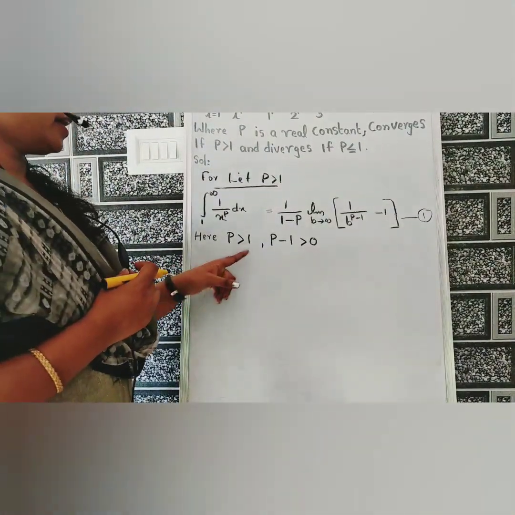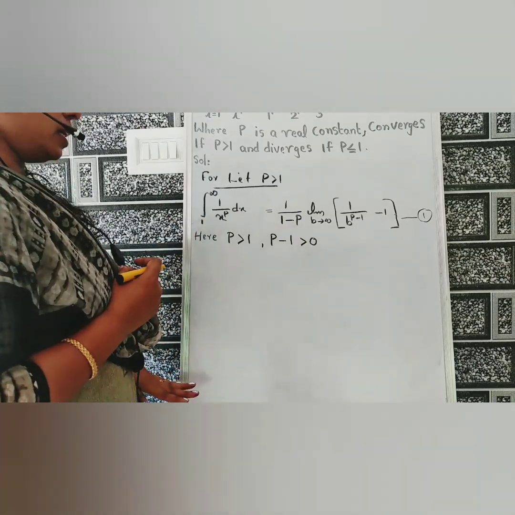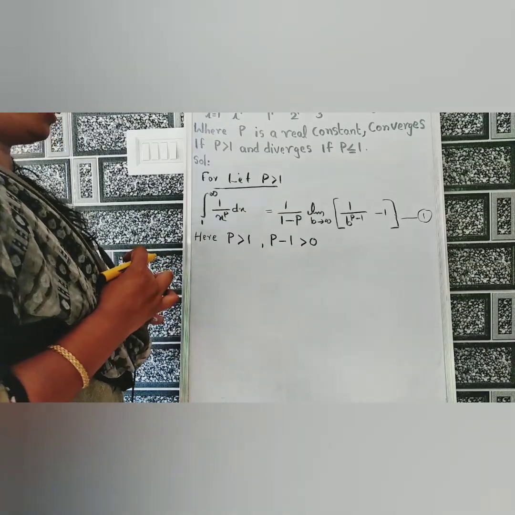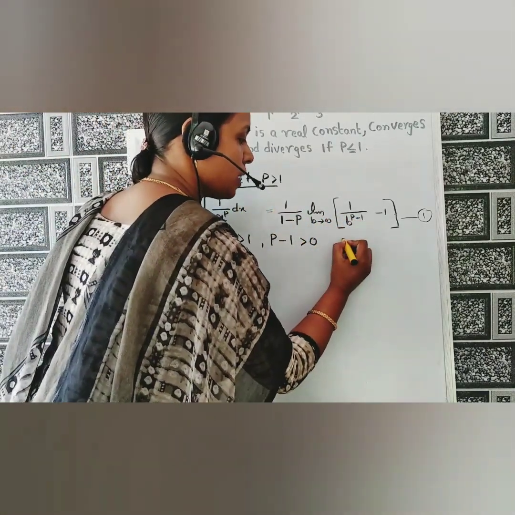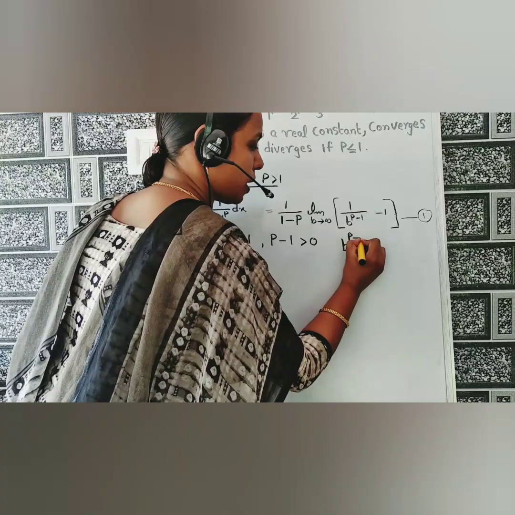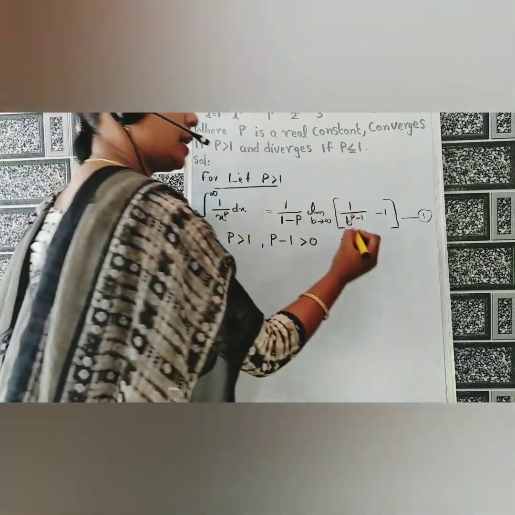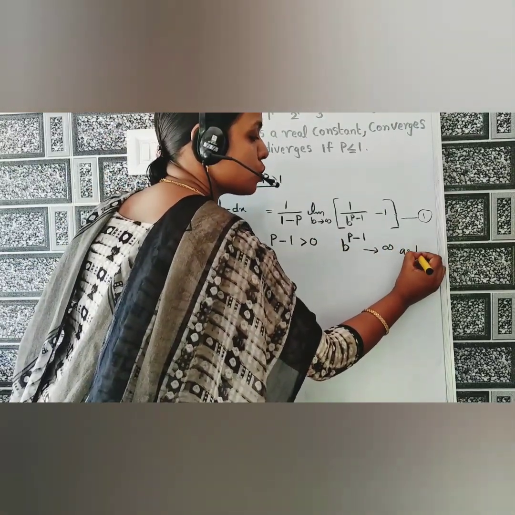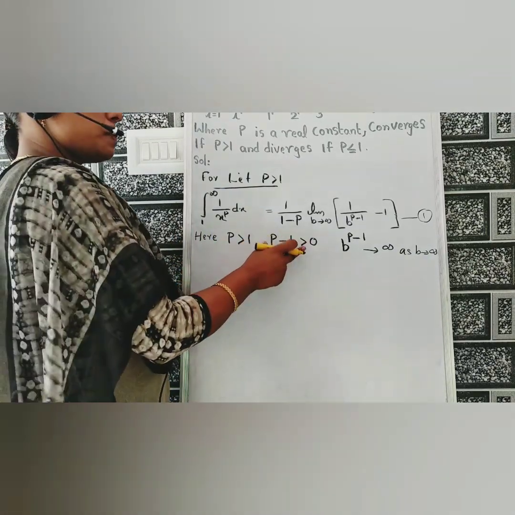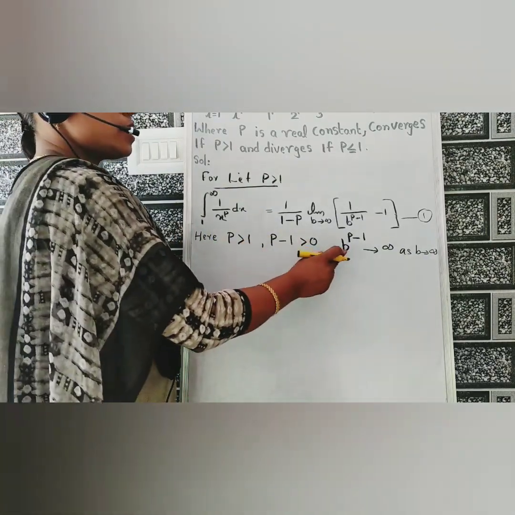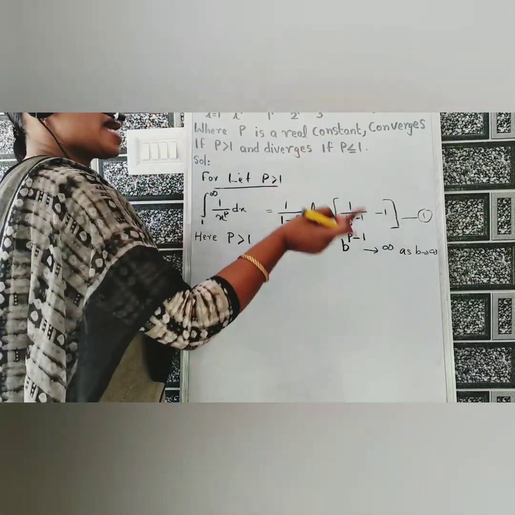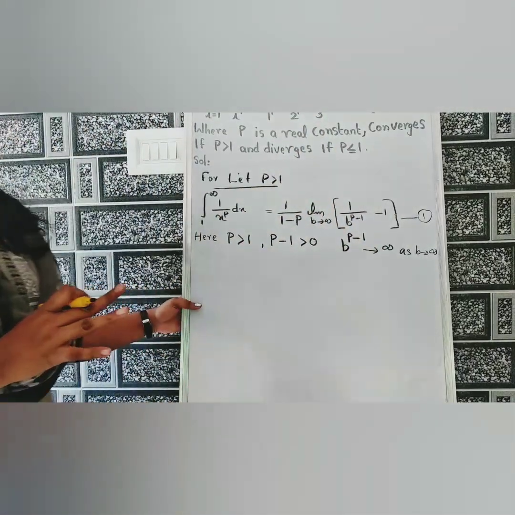Here P greater than 1. That means P minus 1 is greater than 0. Then we say that b raised to P minus 1 tends to infinity as b tends to infinity.